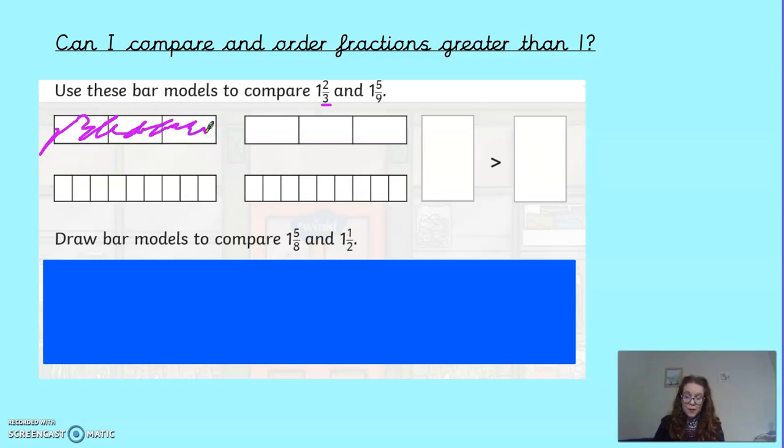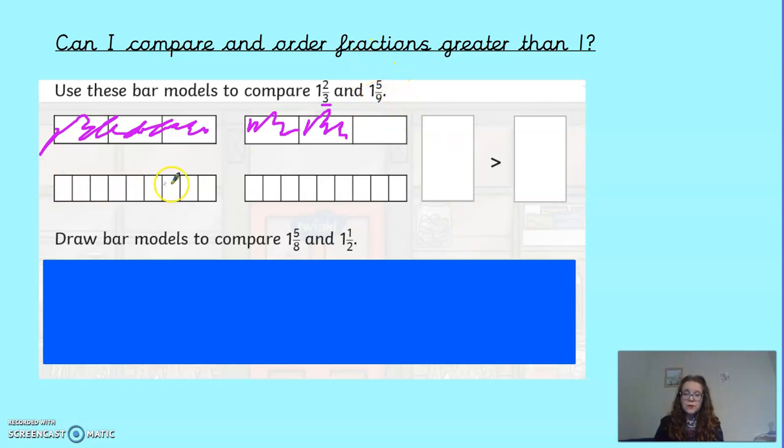with my digital pen. Okay, and then it says, right, I've got one whole and then I've got two parts, 2/3. So let's colour in 2/3 here. That's it. So now I've got my first fraction represented. Okay, let's go on to do 1 5/9.